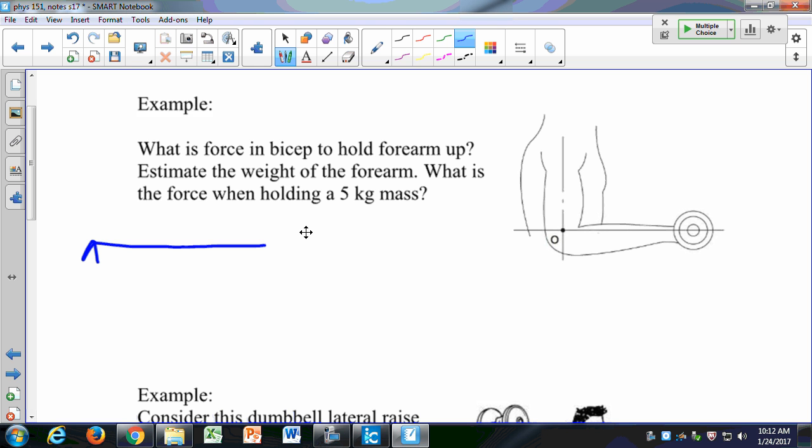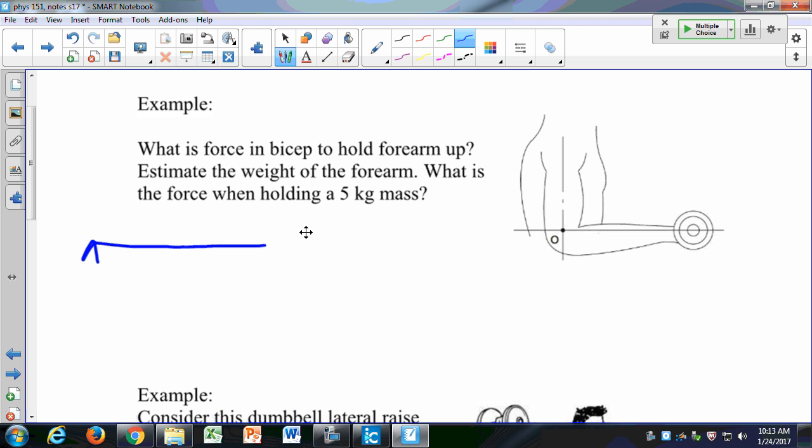What do y'all think the weight of the forearm is, roughly? You might know right off. Hey, do you know that? Are you just guessing? 8 pounds? Yeah. All right, we'll just call it 10. Okay, I think that's about right. What'd you say? 2 pounds? Maybe if you have puny little arms, you have 2 pounds. All right, so we'll say a 10-pound forearm. And then we said a 5 kilogram mass, we'll just call that about 10 pounds, okay?